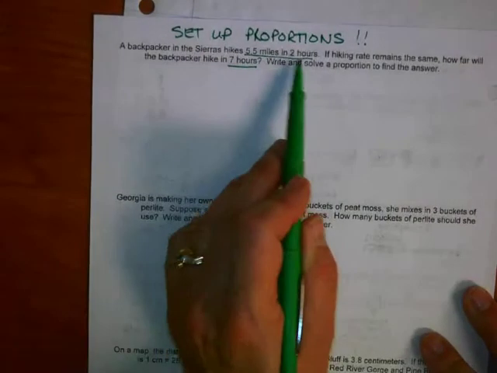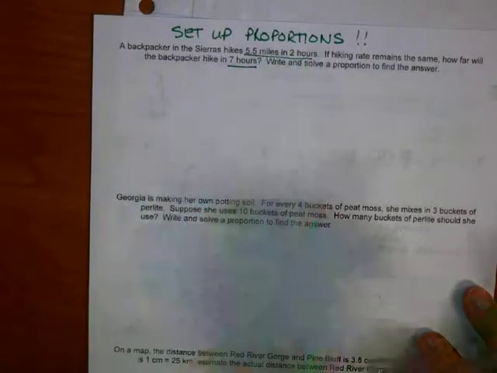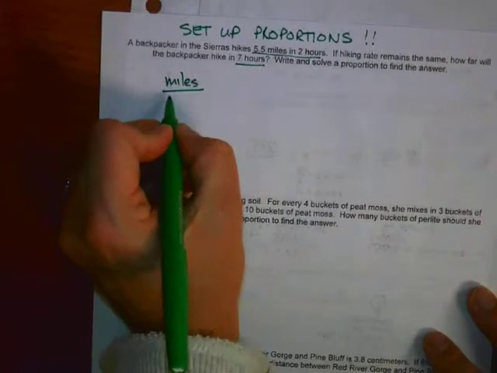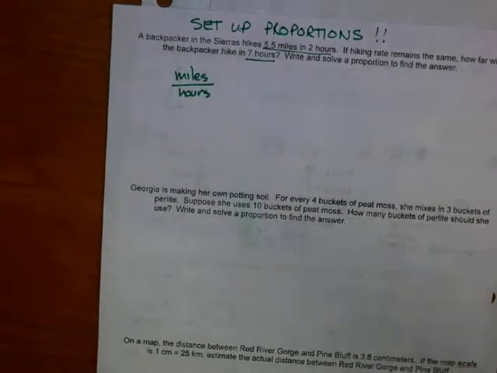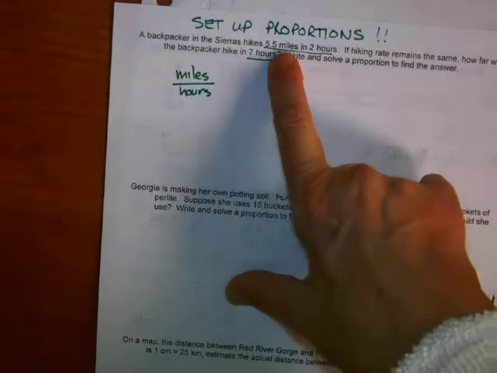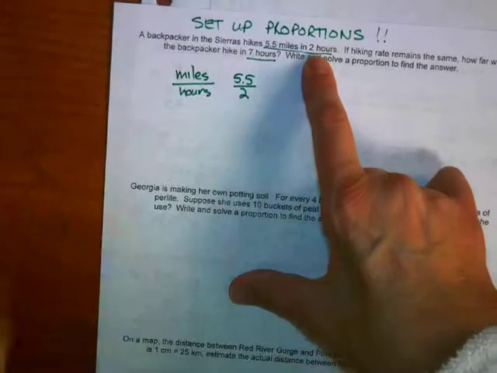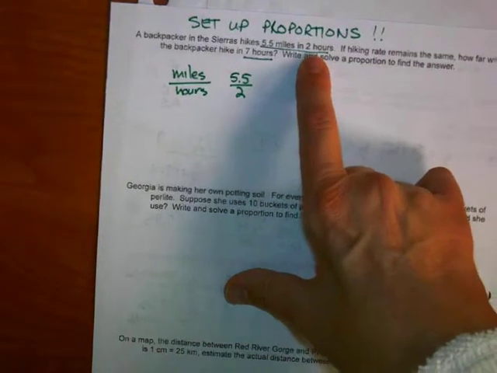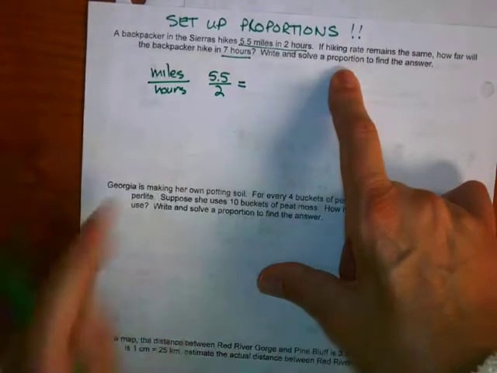So I'm comparing what to what here? Let's just talk about units. What units am I comparing to what units? That's the hours. So for now, I'm going to set up my ratio as miles to hours. If I write this down, it'll help me set up my numbers in the right spot. For the first one, they did 5.5 miles in 2 hours. So I'm going to do 5.5 over 2. It says I'm going to write a proportion, so I have to put an equal sign.